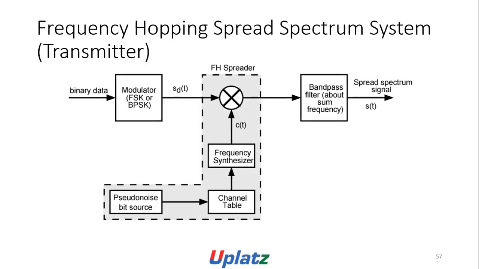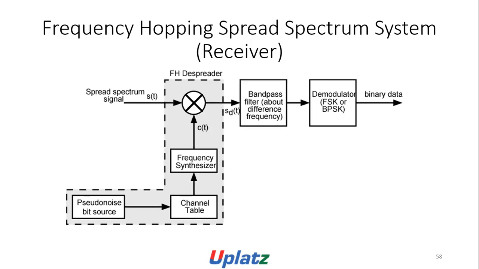Frequency hopping spread spectrum system: the transmitter takes binary data into a modulator, FSK or BPSK. The output of the modulator is fed to the pseudo-random bit source, channel table and frequency synthesizer, then a bandpass filter about some frequency, and the spread spectrum signal s(t) is obtained. At the receiver, the spread spectrum signal s(t) is given, then the pseudo-random noise bit source and channel table give c(t), and they are mixed. The spread signal is formed, passed through a bandpass filter about a different frequency, and the demodulator, FSK or BPSK, gives the binary data.